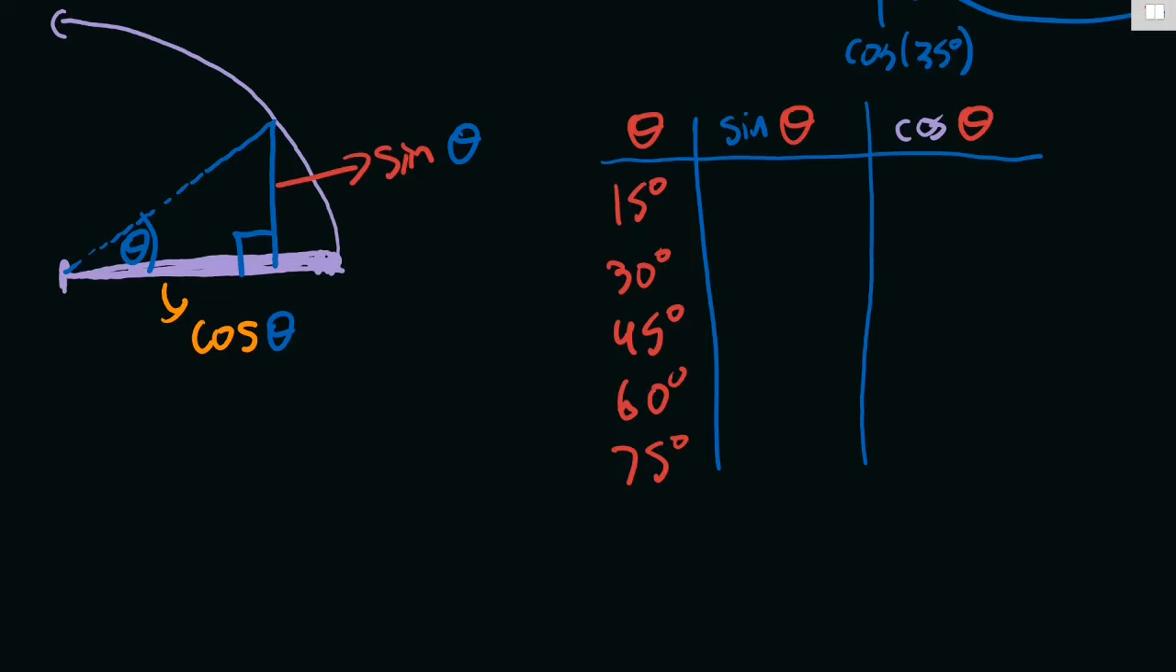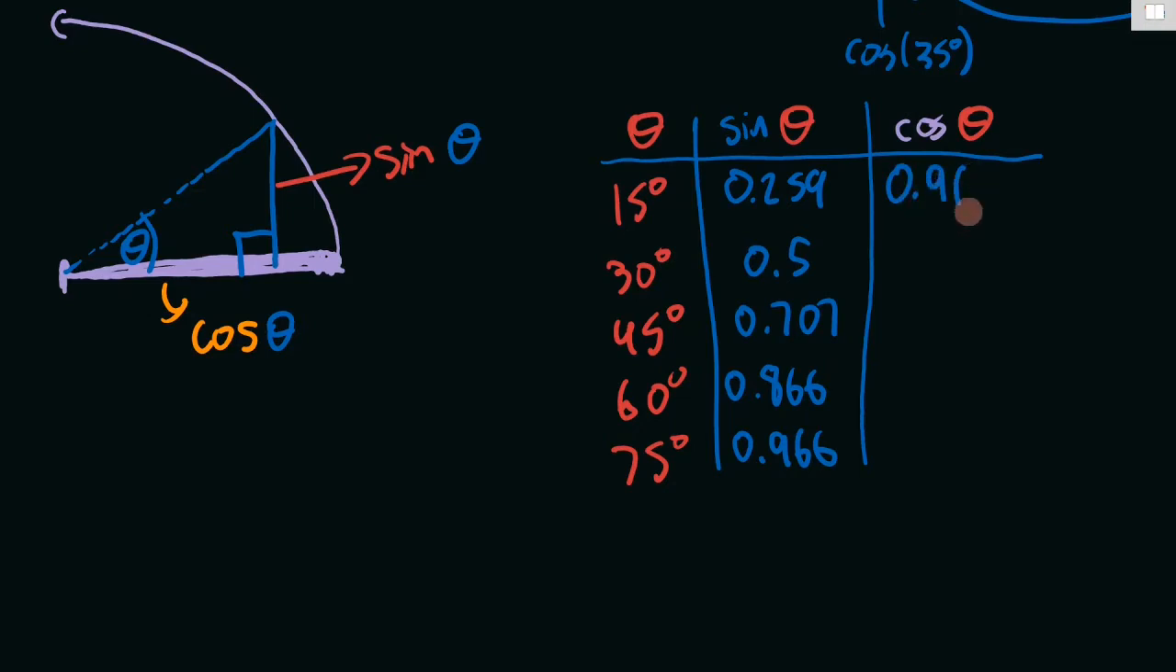Sine of 15 degrees is 0.259. Sine of 30 degrees is 0.5. Sine of 45 degrees is 0.707. Sine of 60 degrees is 0.866. And sine of 75 degrees is 0.966. The first thing we're going to notice is that it's going to be completely symmetrical. I'm going to fill out cosine down here, and I don't even need to look at my notes because I know that this same value here is the same value up here.